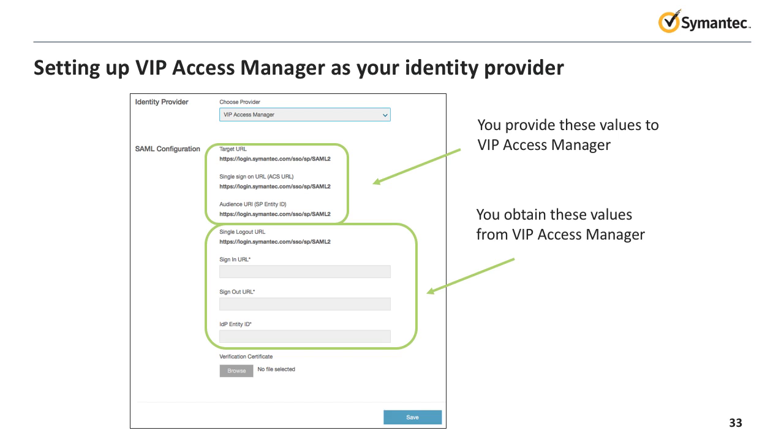From the VIP Access Manager application, get the sign-in URL, sign-out URL, and IDP Entity ID data to enter in Symantec SEP Cloud. From SEP Cloud, get the target URL, ACS URL, and SP Entity ID data to enter into VIP Access Manager. And in SEP Cloud, upload the .cer certificate file. For detailed information on VIP Access Manager configuration, please refer to the Symantec VIP Access Manager Administrator's Guide.